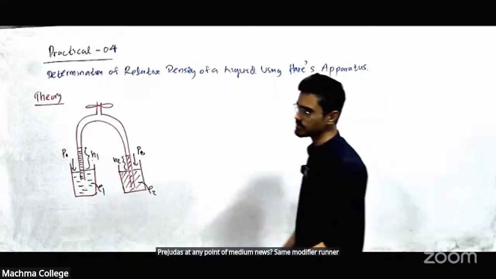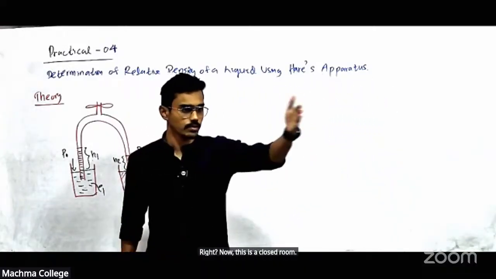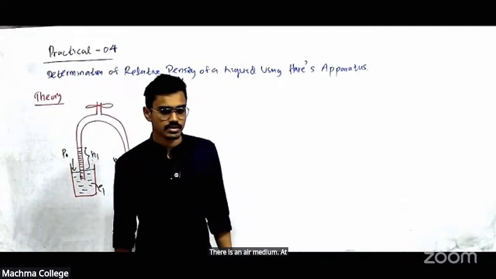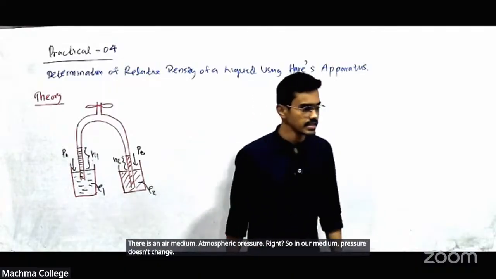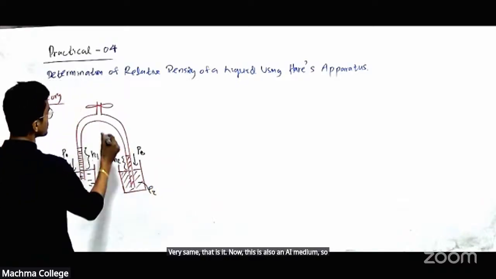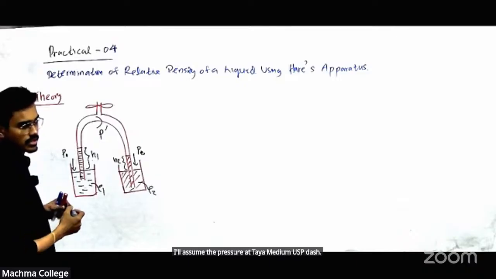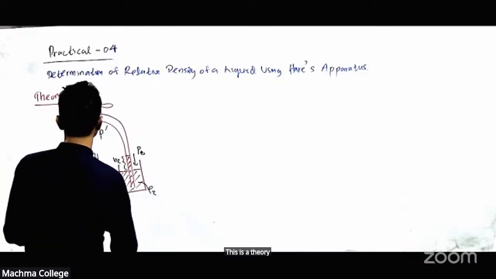They are same. Right? Now, this is a closed room. Pressure at any point of this room is same. That is an air medium, atmospheric pressure. Right? So in air medium, pressure doesn't change. Now this is also an air medium. So that is same. I'll assume the pressure at air medium here as P dash. This is the theory. Look at the board.